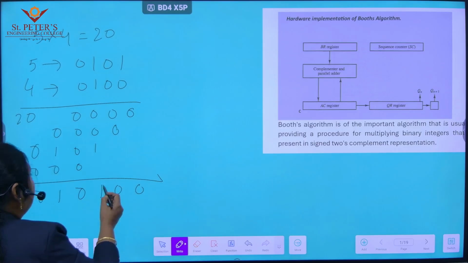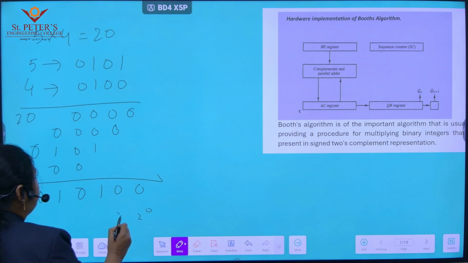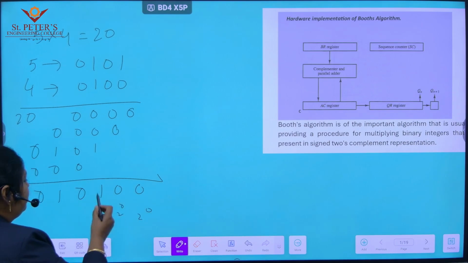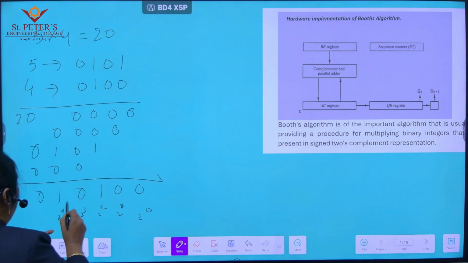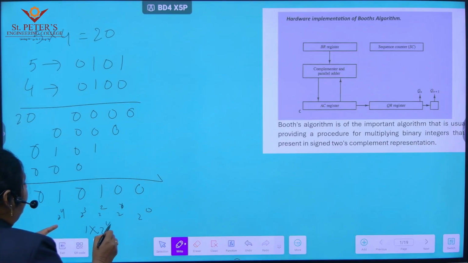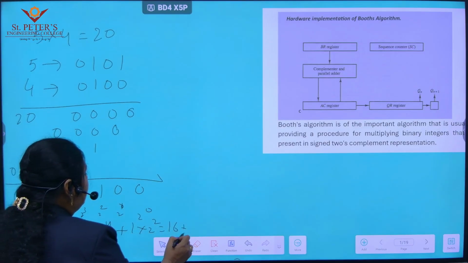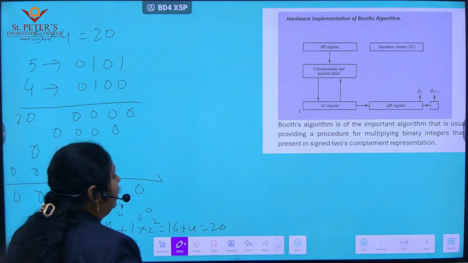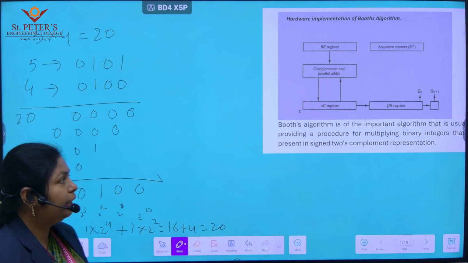Let us convert this into decimal notation, where the conversion process multiplies each bit with the corresponding power of base 2: 2 to the power of 2, 2 to the power of 3, 2 to the power of 4. 1 into 2 power 4 plus 1 into 2 square is nothing but 16 plus 4, we got 20. So 5 into 4 is 20, and we got 20 in binary notation also.